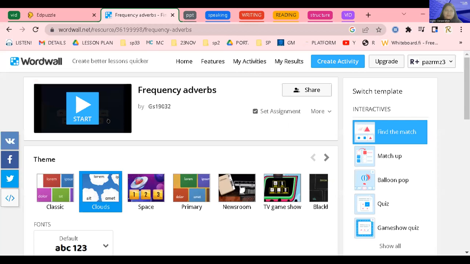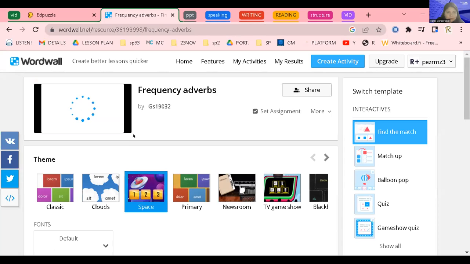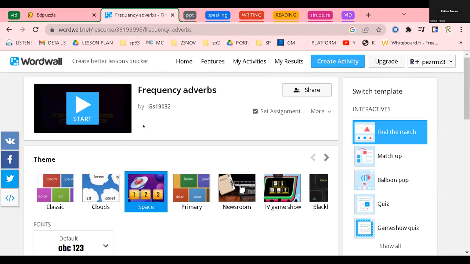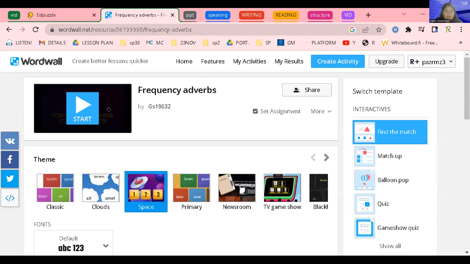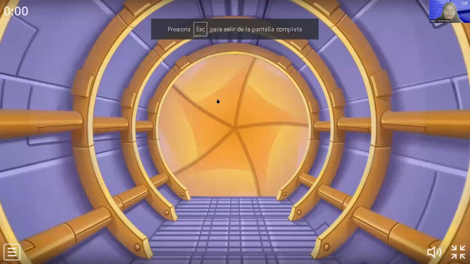So in the previous session, we discussed something about the frequency adverbs. So in today's class, I want you to select the percentages for each frequency adverb. Let's see. Les envío el enlace nuevamente. Es el go to the meeting chat. So there you have it, and you can start working on it. Ya pueden abrirlo. Okay, so you can start working on that.